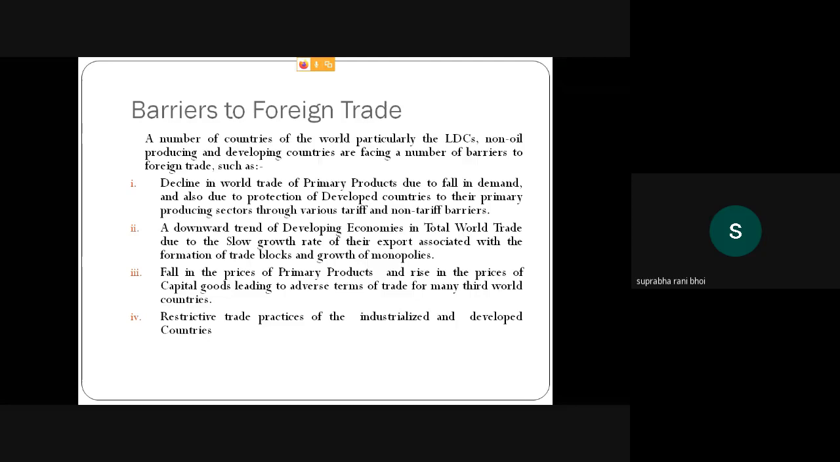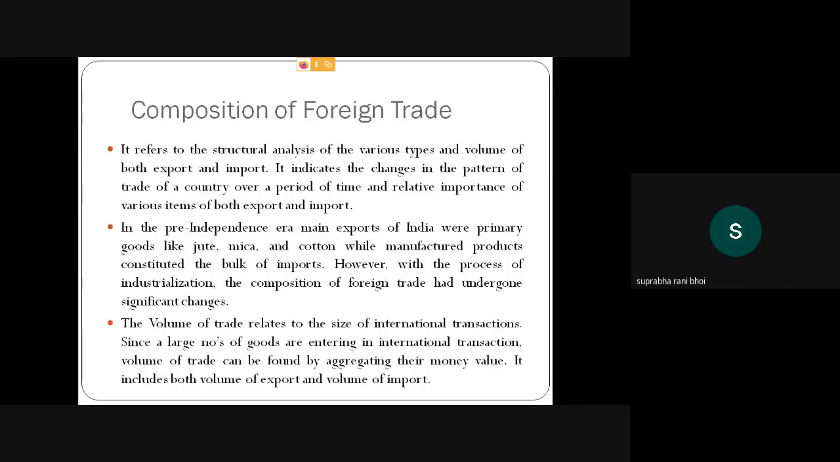Next, many developed countries are employing restrictive trade practices because the industrialized nations are now also facing a problematic phase. So they are also employing restrictive trade practices, which create harmful effects on other countries. So all these are the barriers to foreign trade.